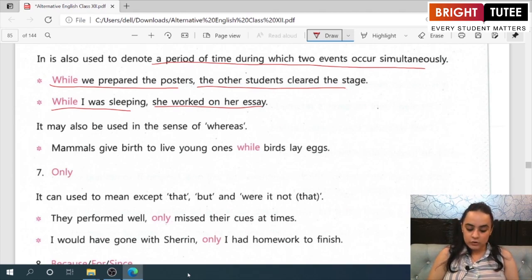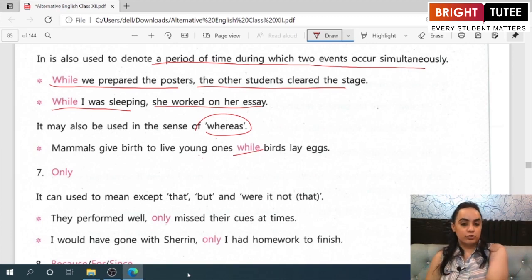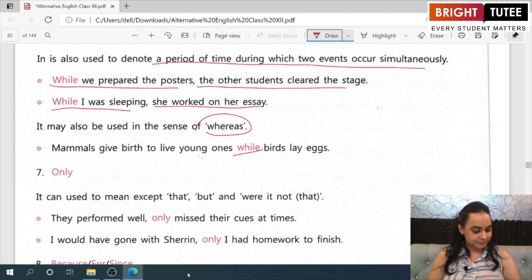It may also be used in the sense of whereas. Mammals give birth to live young ones, while birds lay eggs. So mammals give birth to the young ones. On the other hand, the birds lay eggs.